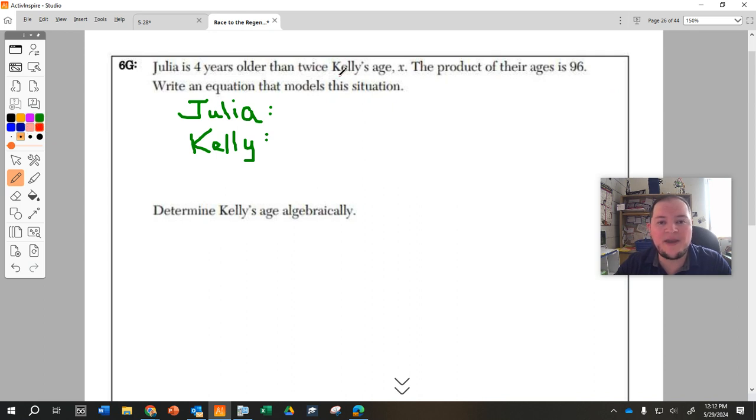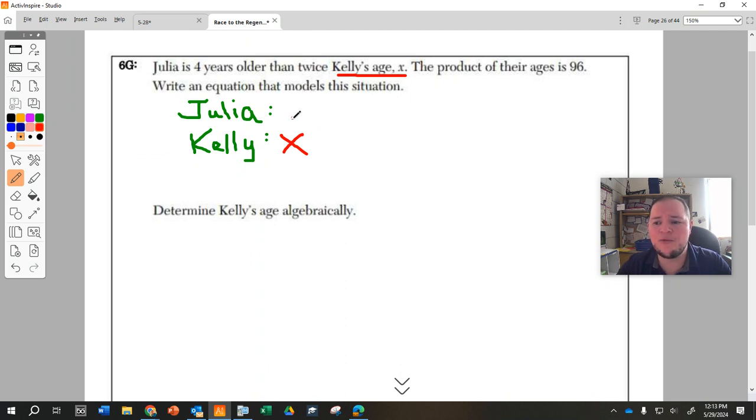So we're going to grab Kelly's age because her age is the easiest one to define because they told us her age is X. Lovely. Now Julia is 4 years older than twice Kelly's age. So we need to do 4 years older than twice the X. Okay. So we'll go backwards. So twice Kelly's age. How do I say twice Kelly's age in math symbols? Twice means I'm doing what?